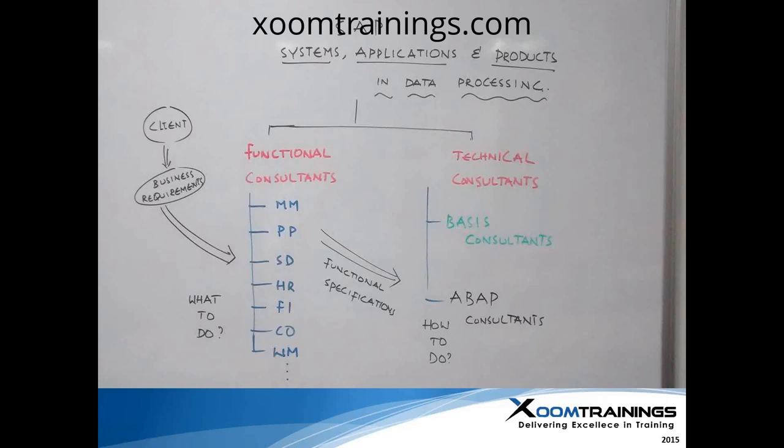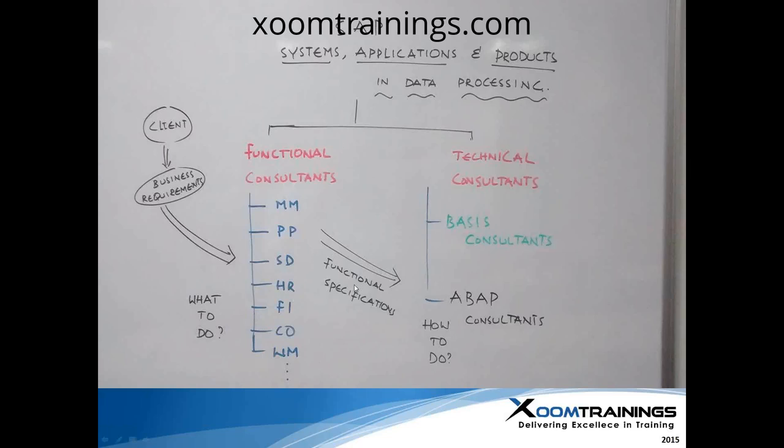Functional people take requirements from the end user, analyze everything and prepare the functional specification. That means in this functional specification you will have something like: I need a table, I need a program, I need a screen, and all these things. That means these people know what to do, but they don't know how to do. That is the most important thing.